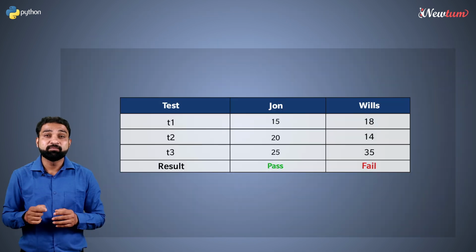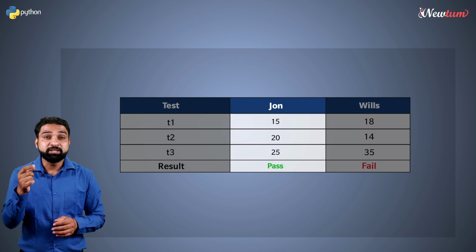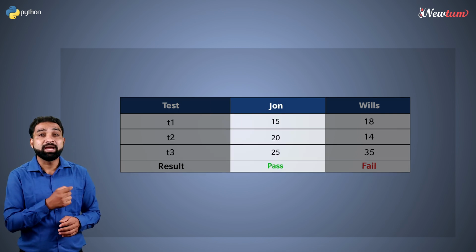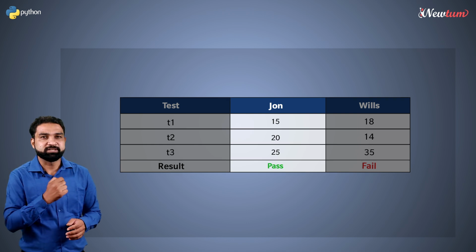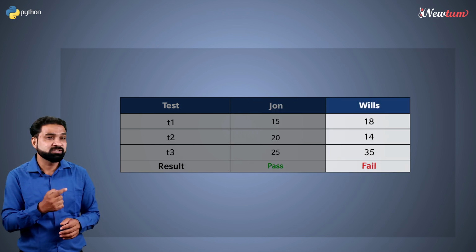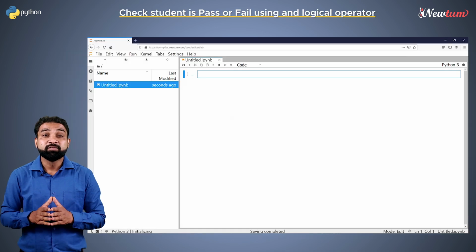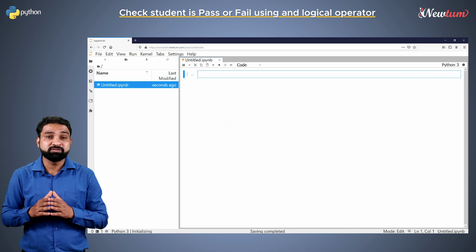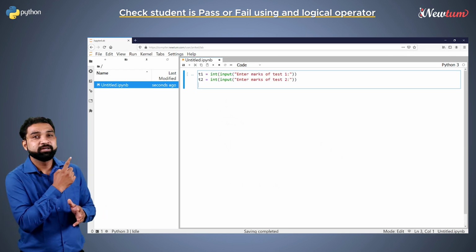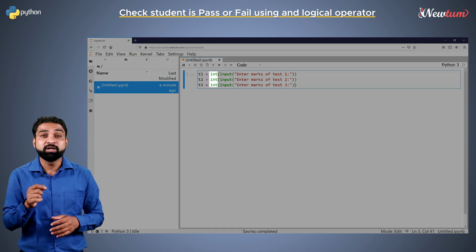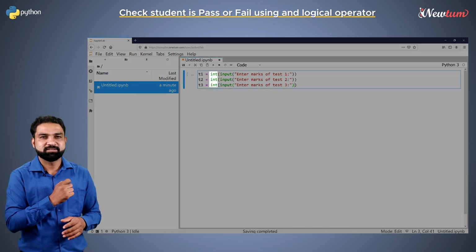A student has appeared for 3 subjects. Each is of 50 marks. The passing criteria is the student must score at least 15 marks in each test. Otherwise, the student will be considered as failed. Let's write the program. Here, we will accept the marks scored in 3 subjects in variables T1, T2 and T3 like this. Make sure you are converting them to int using a type converter like this.